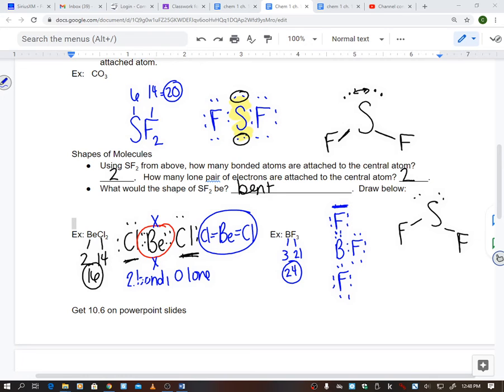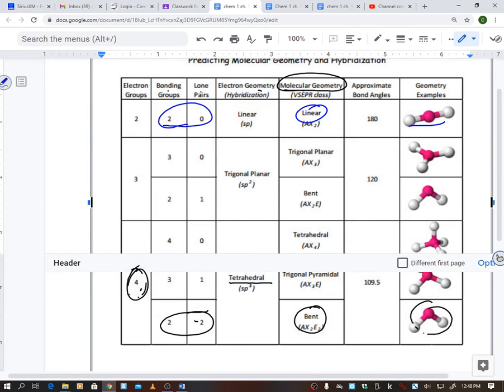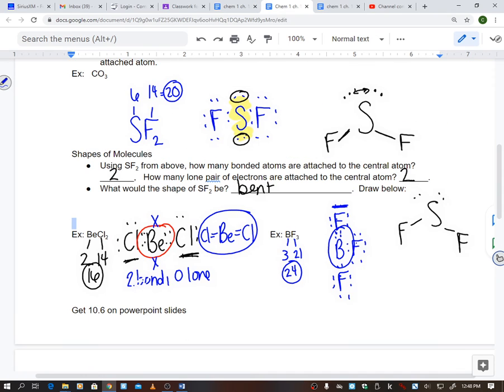So look at your boron here, look at this. I have 3 attached atoms and 0 lone pairs. So 3 and 0 right here. That is trigonal planar, and it's going to look like this. Now this is different than the trigonal pyramidal. I'll show you here, and I'll draw it here. All right, so the planar is going to be like this.